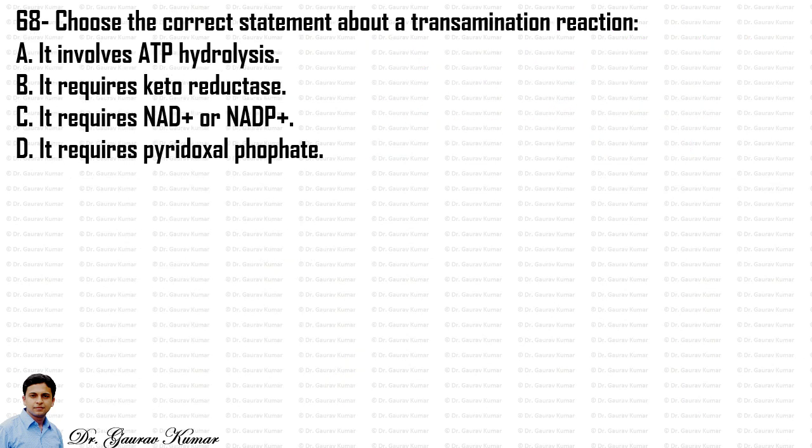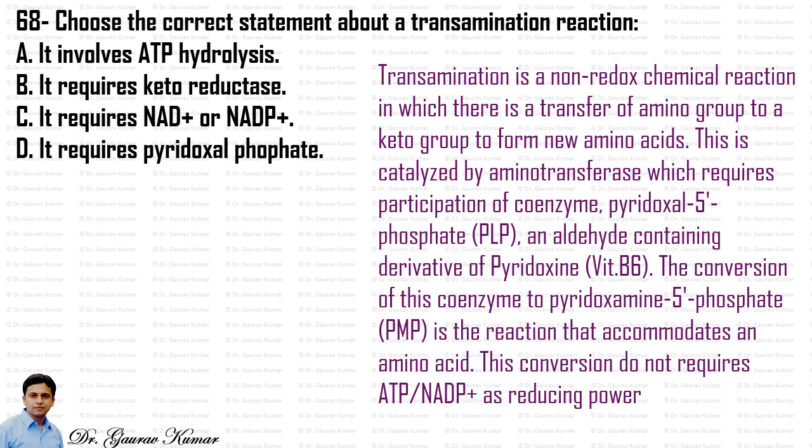D is the correct answer because whenever an enzyme undergoes phosphorylation, there is a conformational change in the enzyme. Next question, choose the correct statement about a transamination reaction. A transamination is a non-redox chemical reaction in which there is a transfer of an amino group to a keto group to form new amino acids. This is catalyzed by aminotransferases, which require the participation of the coenzyme pyridoxal 5' phosphate, that is PLP, an aldehyde containing derivative of pyridoxine, that is vitamin B6.